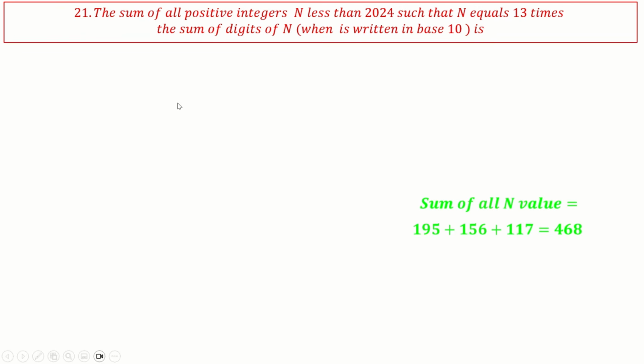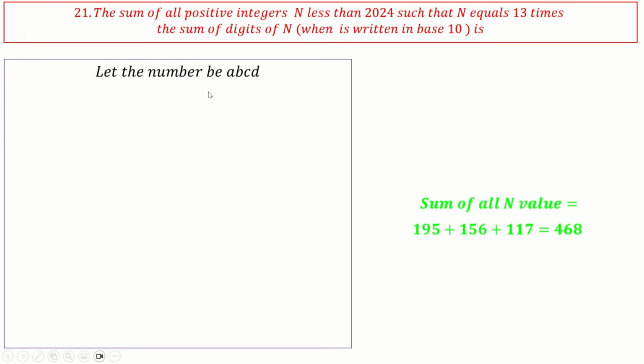So I take 4 digits as ABCD. So the number be ABCD. Okay, ABCD are digits here. Now 1000A plus 100B plus 10C plus D, which is the number expansion basically in decimal method, is equal to 13 times the sum of digits. Okay, so this one, correct?